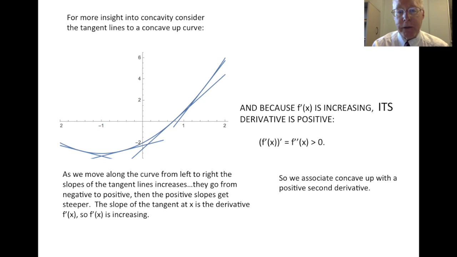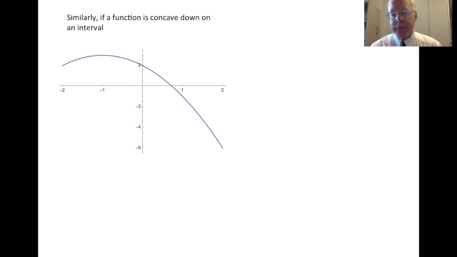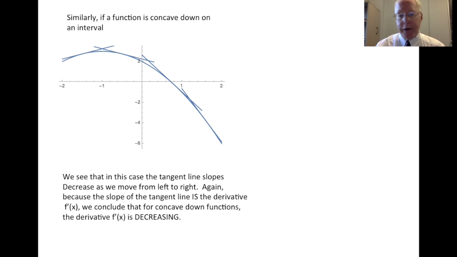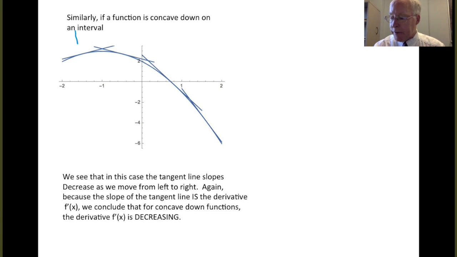So just as the sign of the first derivative was important in determining where a function is increasing and decreasing, the sign of the second derivative is going to be important if we want to talk about concavity. If the function is concave down on an interval, we can do the same kind of analysis. Not surprisingly, here we see the tangent lines do something different. Once again, we start drawing these tangent lines. They start off over here as positive. The next one's negative and shallow. And then as we move to the right, these tangent lines get steeper and more negative.